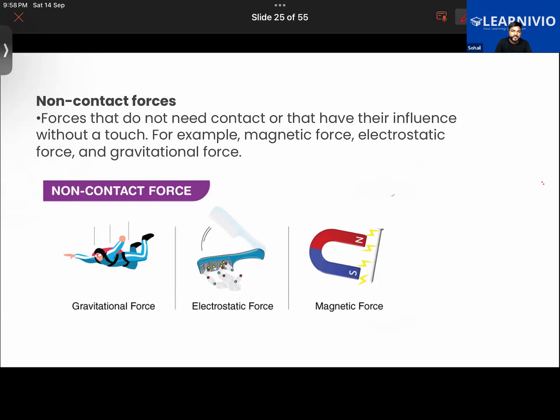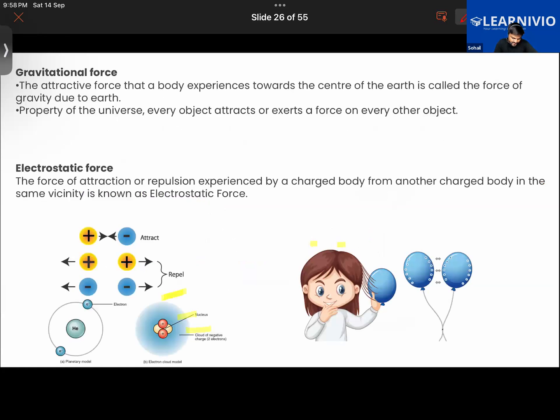So talking about the non-contact forces, they are the forces that do not require physical interaction. Like we have gravitational, magnetic, and electrostatic force, where the force acts between the objects without there being a direct contact between them. Okay, so that is the case of the non-contact force. Let us first of all talk about the gravitational force.